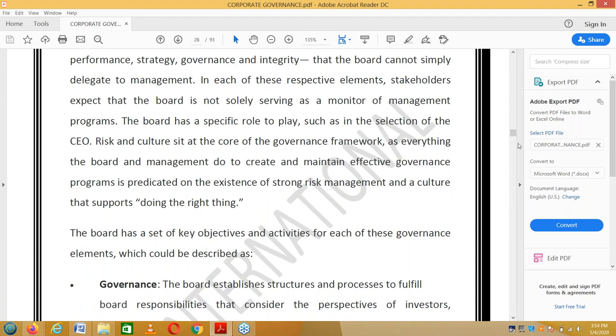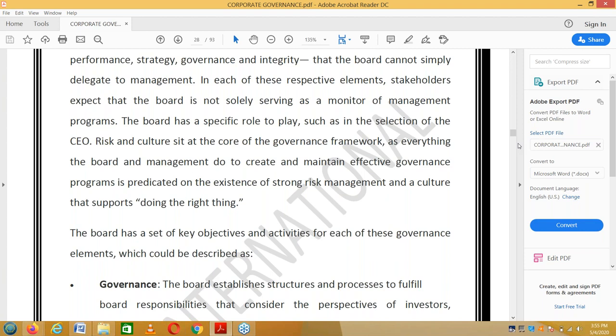Now, risks and culture sit at the core of the governance framework, as everything the board and management do to create and maintain an effective governance program is predicated on the existence of strong risk management and a culture that supports doing the right thing. A strong risk management structure helps the company to achieve its aim and avoid unnecessary scandal. There should be a culture within every organization of doing the right thing, that everybody must follow.